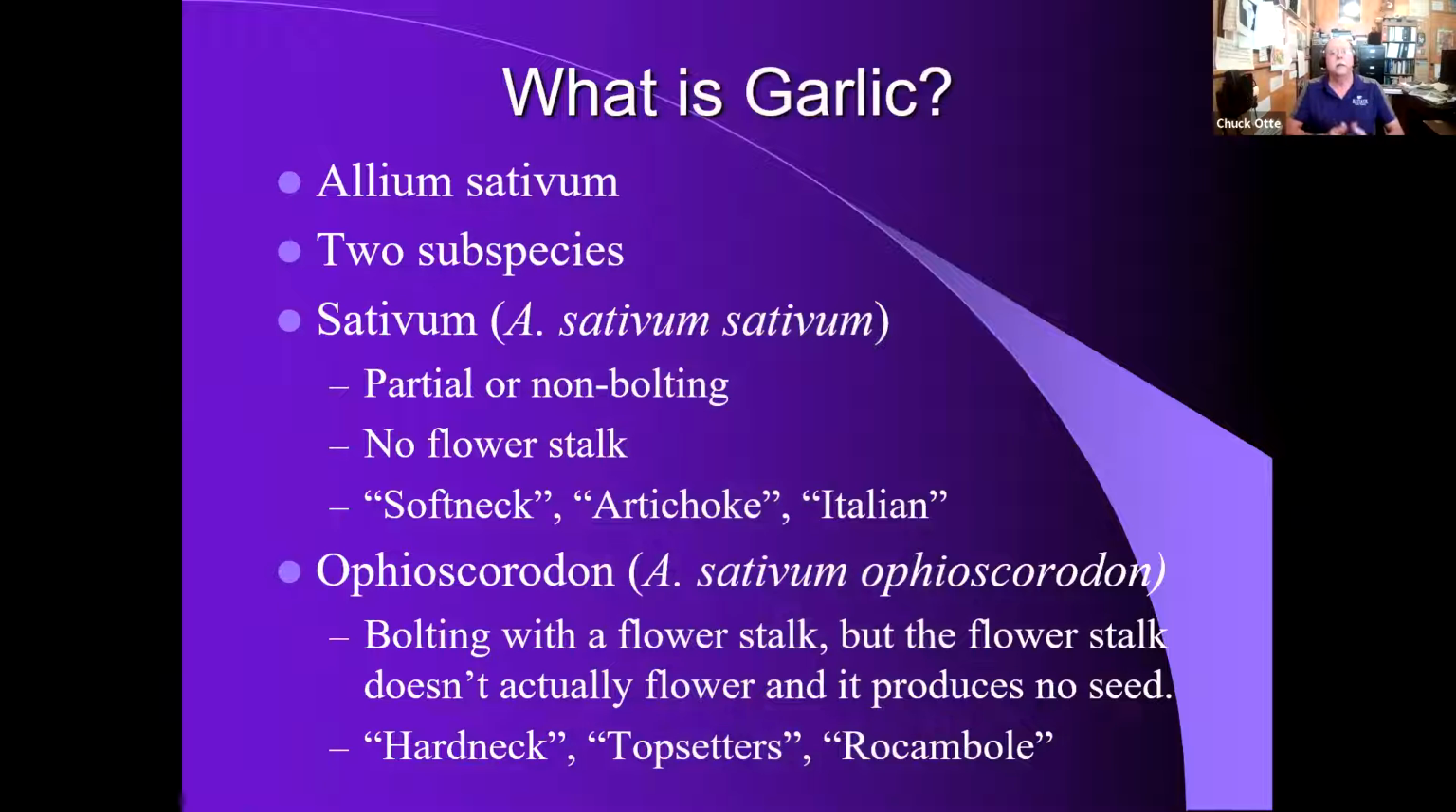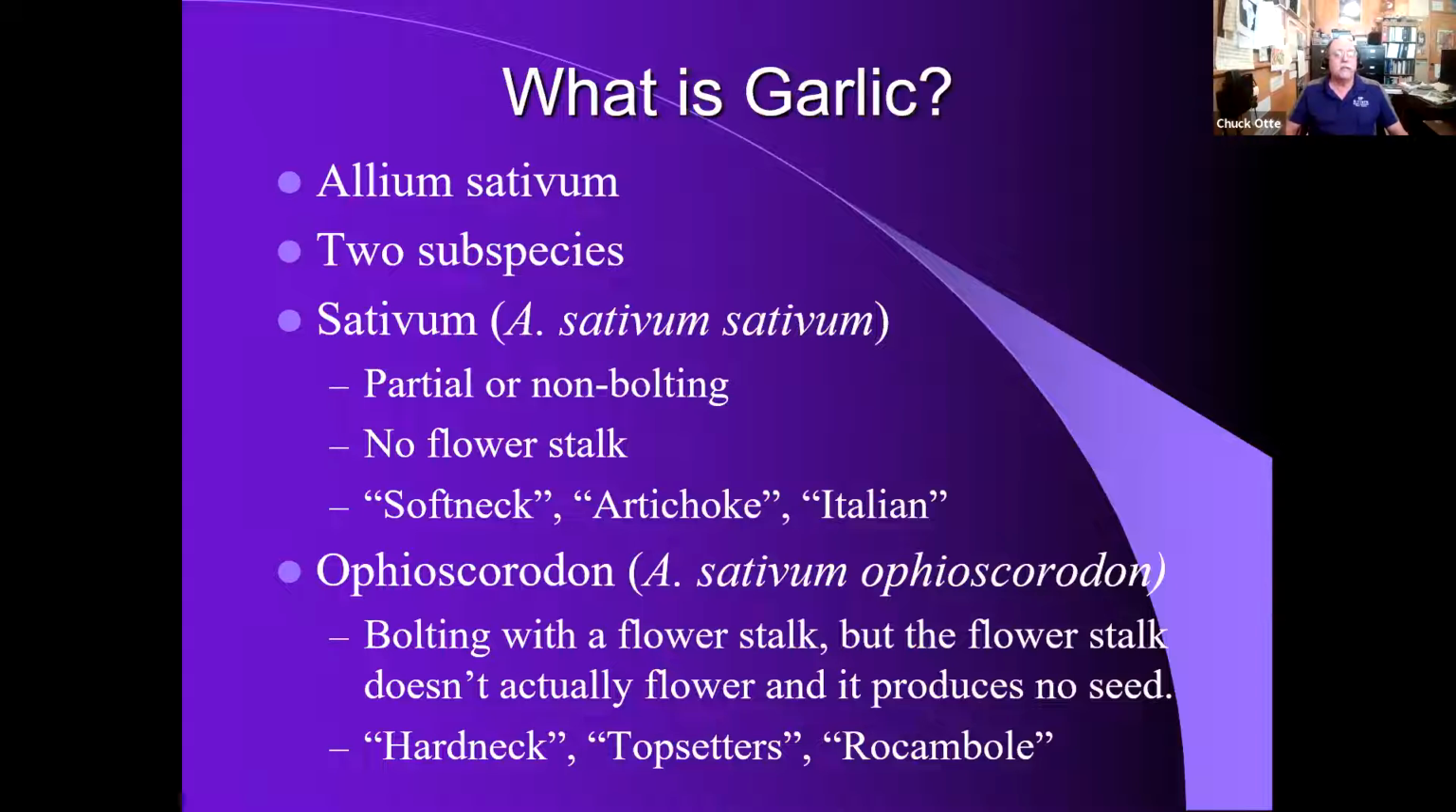Okay, let's go into garlic a little bit further. Allium sativum. There are two subspecies. Allium sativum sativum, what they call partial or non-bolting, has no flower stalk. Sometimes called softneck, sometimes called artichoke, occasionally called Italian. These are all softneck varieties.